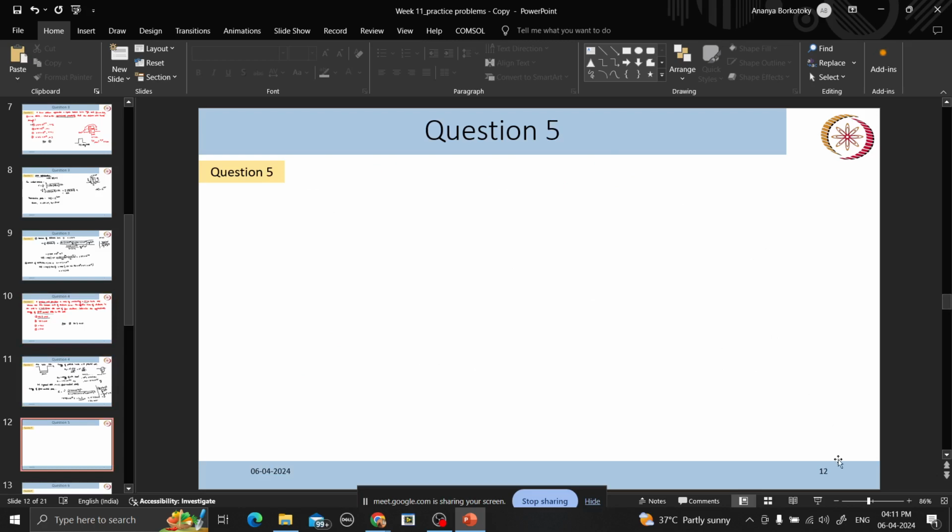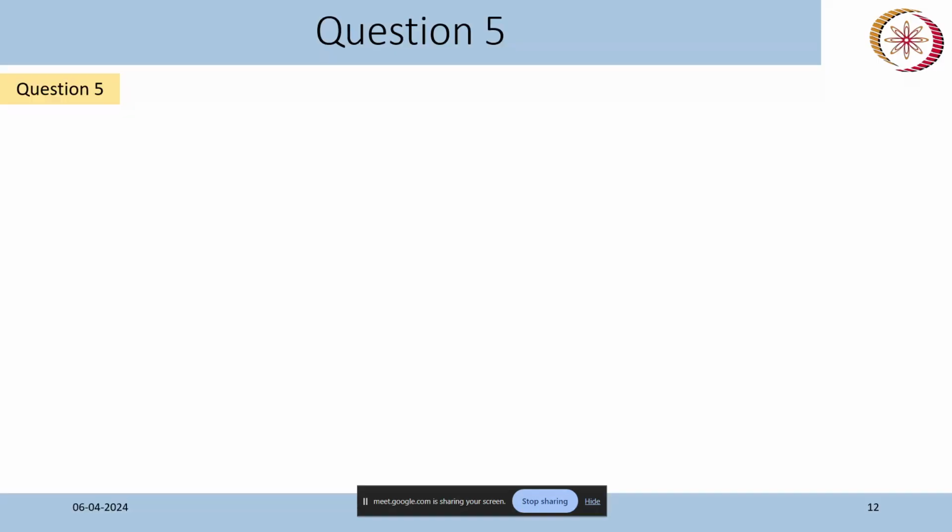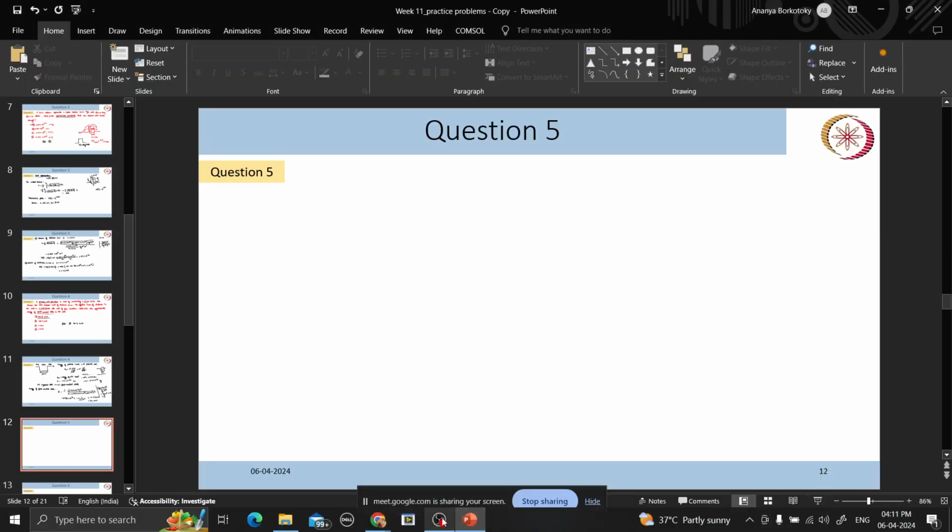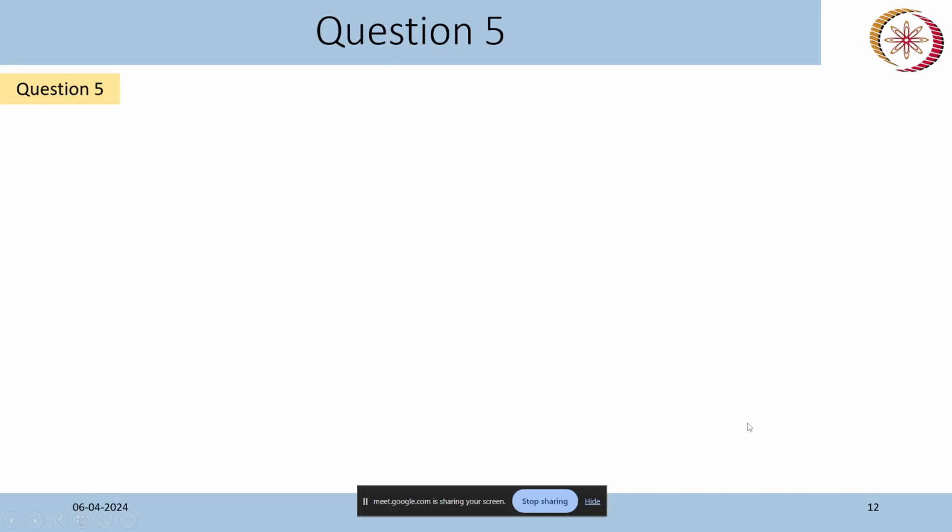Let's go to the next question. Let me check this. So the question is, which of the following is a key feature of a quantum correction model?